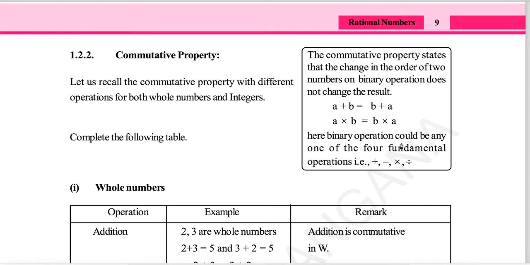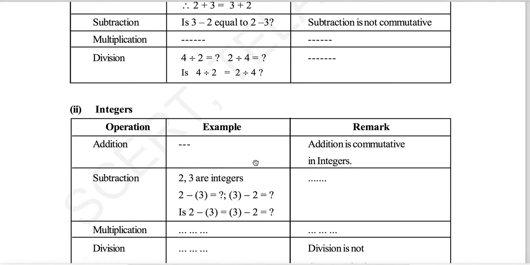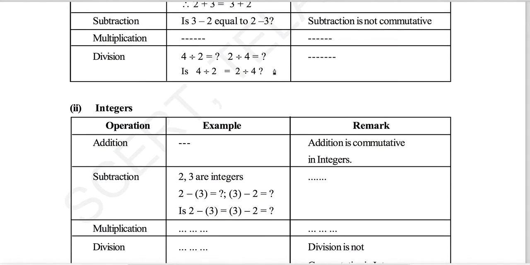Here, binary operations could be any one of the four fundamental operations, that is plus, minus, into, divided by. Whole numbers. 2, 3 are whole numbers. 2 plus 3 is 5, 3 plus 2 is 5. Addition is commutative in W. Subtraction, is 3 minus 2 equal to 2 minus 3? No, subtraction is not commutative. Multiplication is commutative. Division is not commutative. You will not get the same result. 4 by 2 is 2, 2 by 4 is 1 by 2.